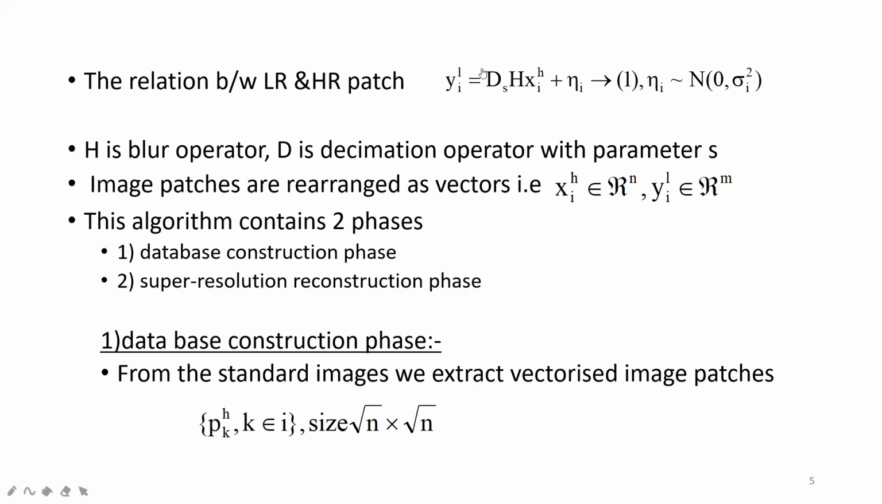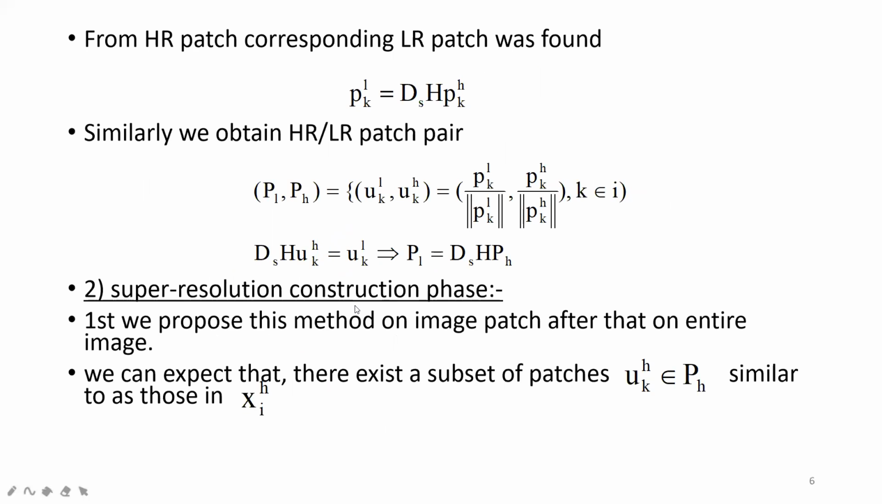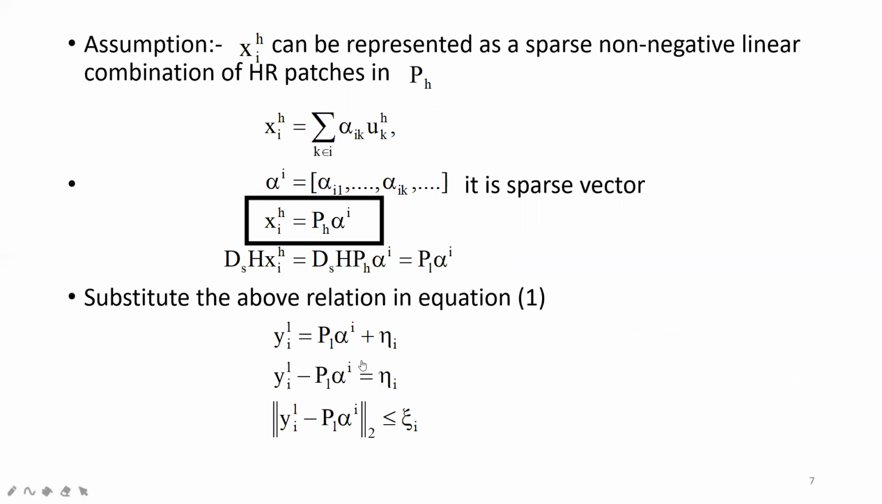In this equation 1, this entire thing is replaced by PL, meaning the entire database of low resolution patches, times some alpha vector. I'm replacing like that. Just look at this equation. I'm replacing this entire term with PL into alpha I plus some additional noise. After taking the term to the left side, I'm taking the power of this equation. The power of the additional noise is sigma I square, and I'm representing it as zeta I. To calculate the power of this term, I'm taking the norm of this term.